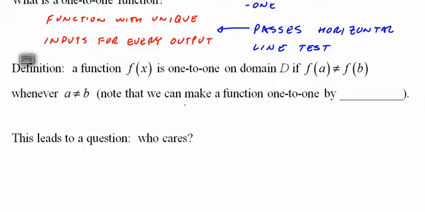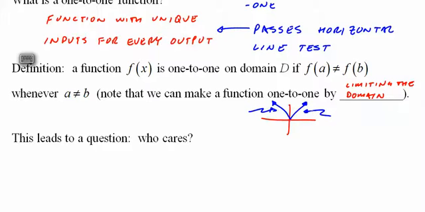By the way, you can make something one-to-one by limiting the domain. For instance, an absolute value is not one-to-one unless you say, well, I just want the negative side, or no, I just want the positive side. So the domain will go from 0 to infinity, or from negative infinity to 0.